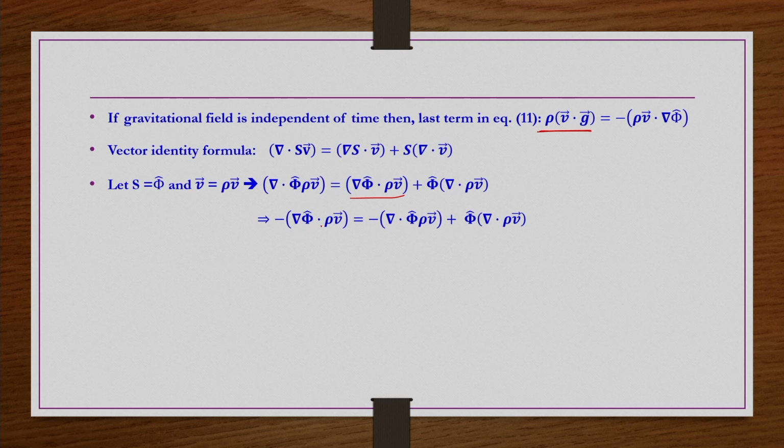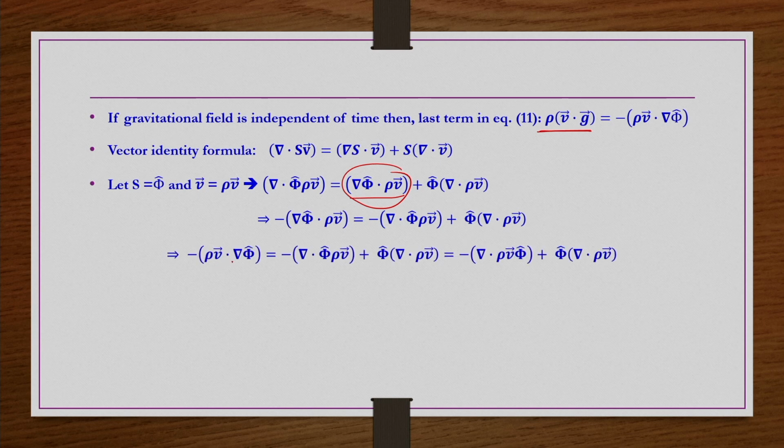minus of del phi tilde dot rho V equals minus of del dot phi tilde rho V plus phi tilde del dot rho V. I need minus of this term, and it is a dot product, so whether it is a dot b or b dot a, it is the same. Then on the left hand side I write minus of rho v dot del phi tilde, and the right hand side is as it is. In the next step, rather than writing del dot phi tilde rho v, I am writing del dot rho v phi tilde.